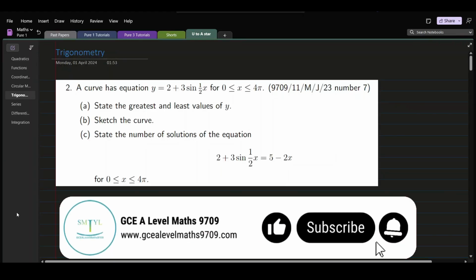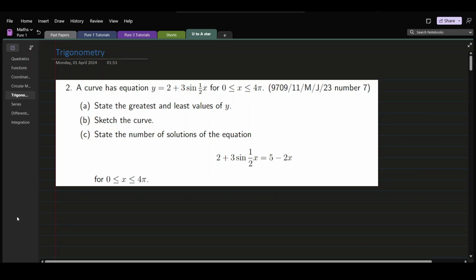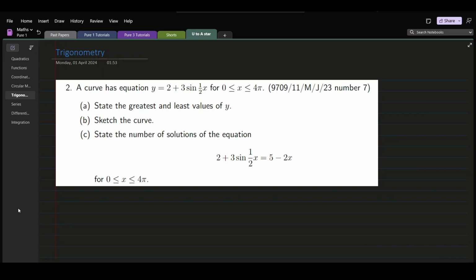Welcome to the trig section of this crash course. Let's get into it. A curve has equation y equals 2 plus 3 sine half x, for x between 0 and 4 pi. Part A, state the greatest and least values of y.